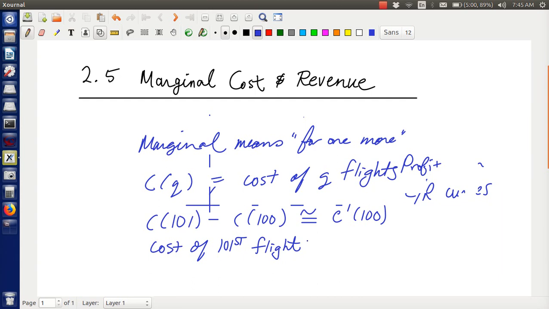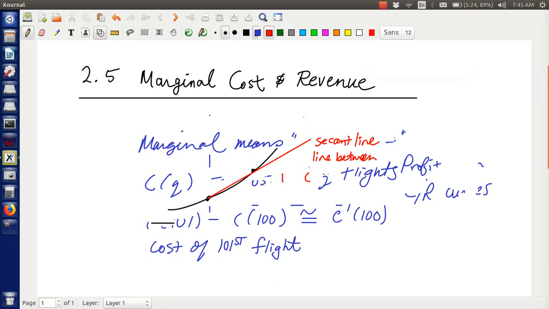Okay, let me draw a picture. We haven't done this formally, but I just want to show you a picture. This guy will be like a secant line. We call this a secant line, which is the line between two points: 100 comma C of 100 and 101 comma C of 101. So that would be a secant line.